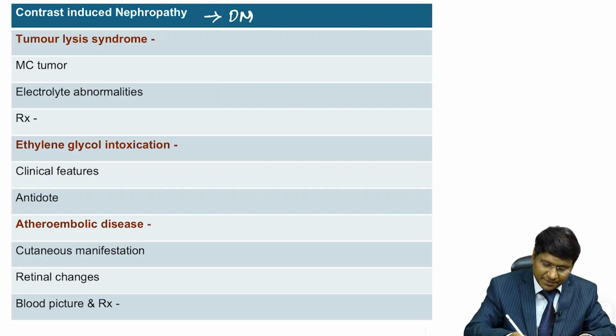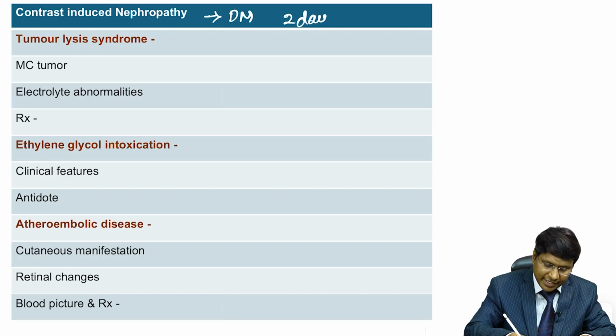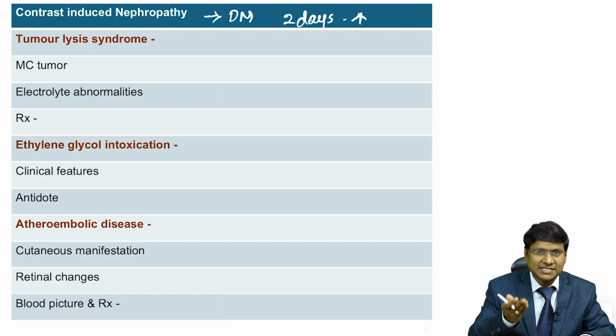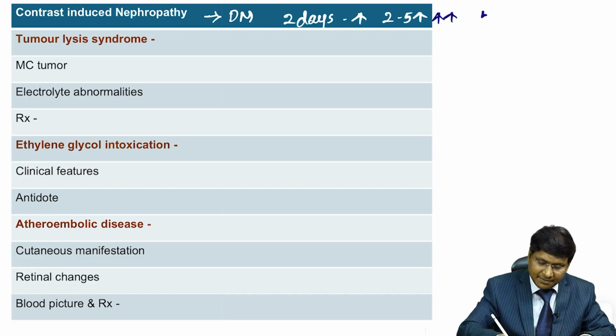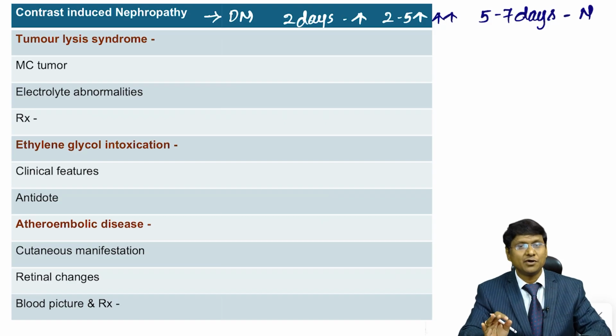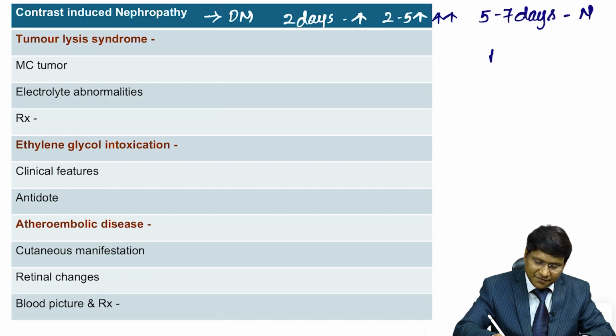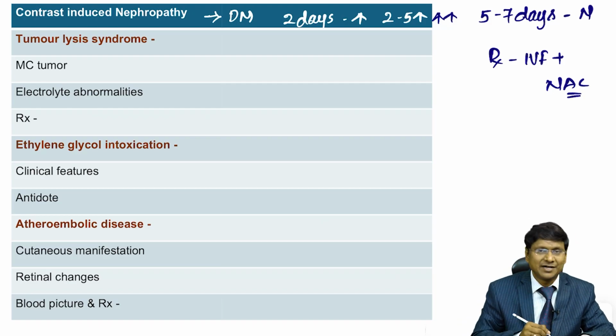Now, coming to contrast-induced nephropathy, this is very common in diabetic patients. In contrast-induced nephropathy, by almost 24 to 48 hours, that is by 2 days, the serum creatinine slowly starts increasing. By 2 to 5 days, the serum creatinine will peak, and by almost 5 to 7 days, the serum creatinine will return back to normal. That is what you observe in contrast-induced nephropathy. The treatment is IV fluids, and the drug of choice will be N-acetylcysteine, right?